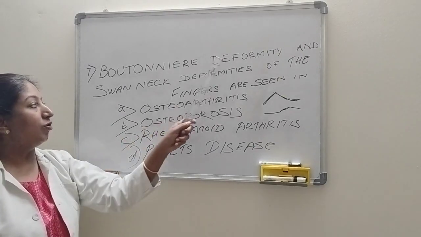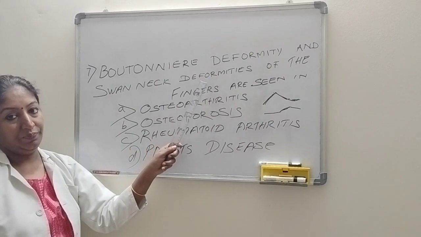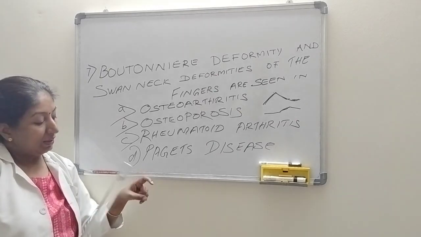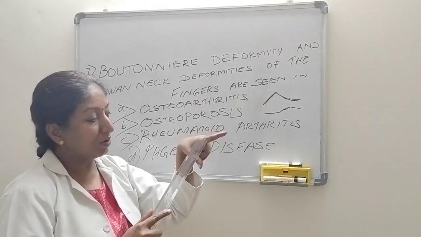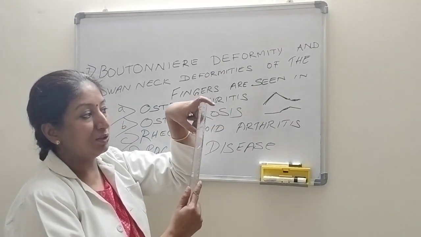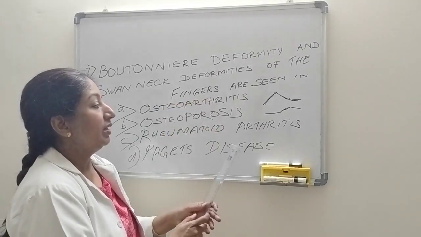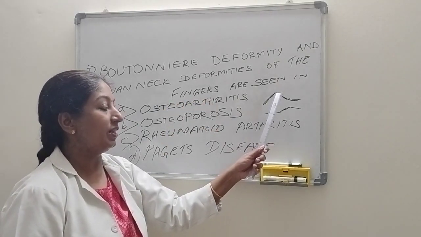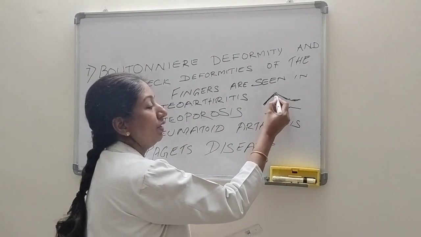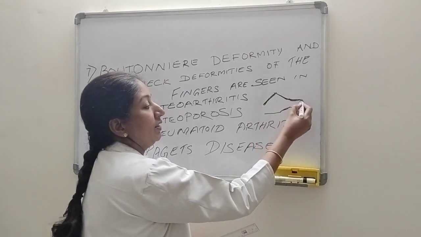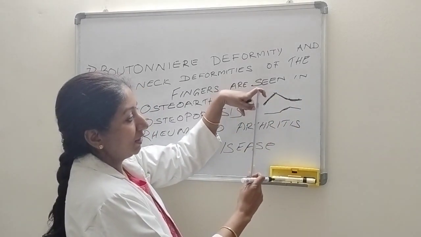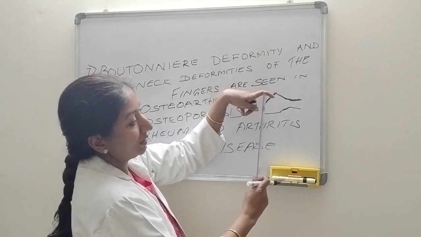So what is Buchner deformity and what is Swan deformity? That you should know first before solving this. Buchner deformity is that here the proximal interphalangeal joint is flexed and the distal interphalangeal joint is hyperextended. It's like this. Here it is flexed and the distal area is hyperextended.